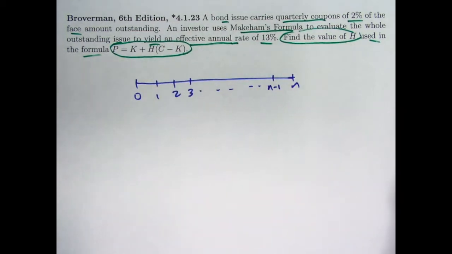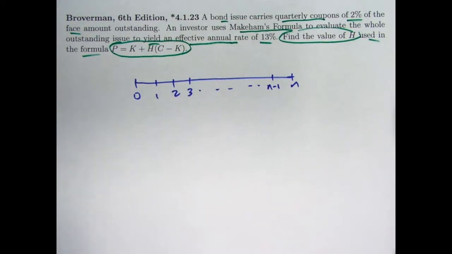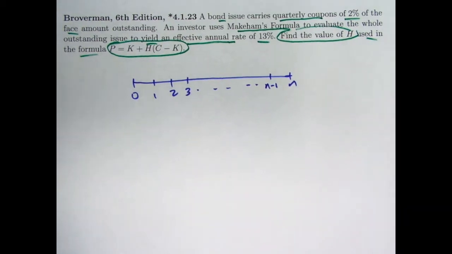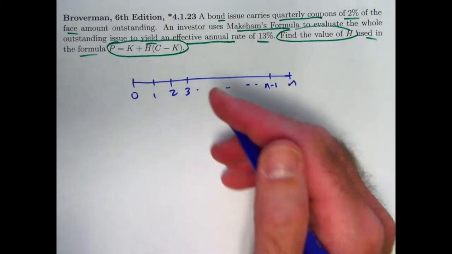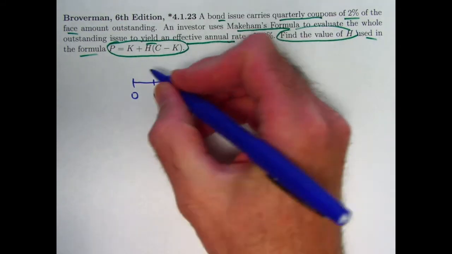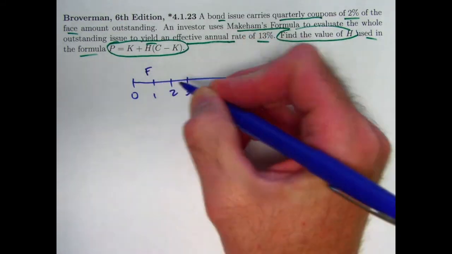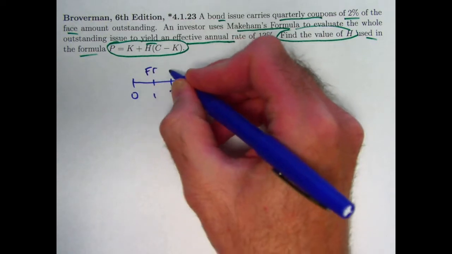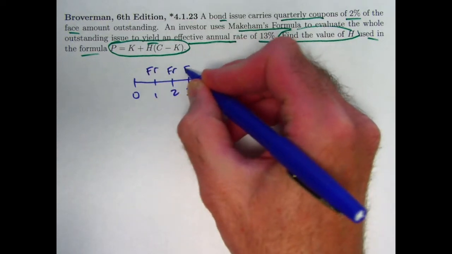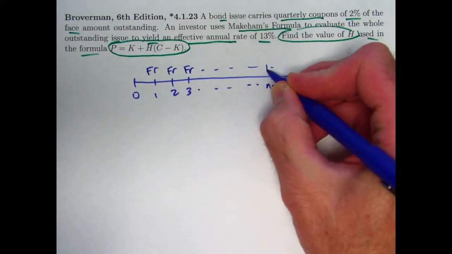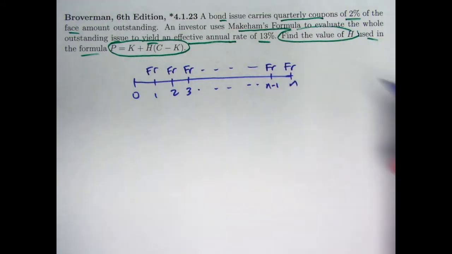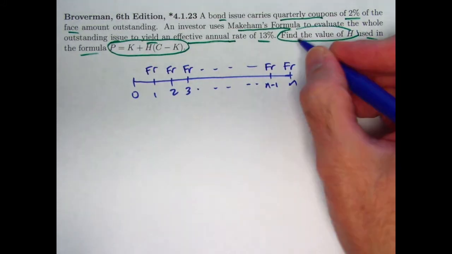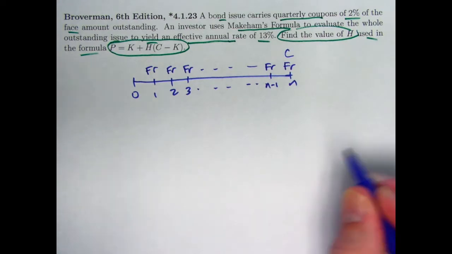So here we have the timeline. These would be the periods, which in this case would be quarters, but in general could be semi-annual, half years, or even annual coupons. If F is the face amount and R is the coupon rate, then F times R is the coupon amount that you get at the end of each period, up through and including the last period when you also get your redemption amount, C.